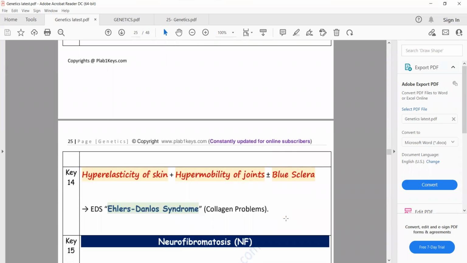Hyperelasticity of skin, hypermobility of joints, plus minus blue sclera. Diagnosis will be Ehlers-Danlos syndrome.